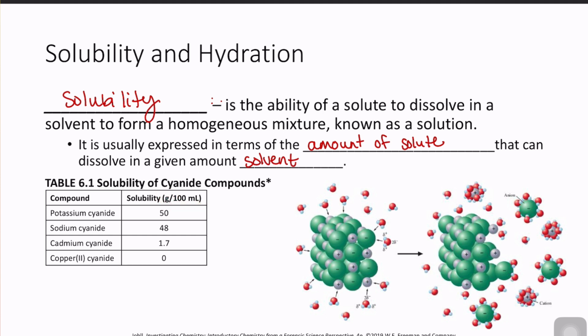milliliters of solvent. So potassium cyanide is relatively soluble, and we can dissolve 50 grams of potassium cyanide in 100 milliliters of water. Well, go down to cadmium cyanide. We can only dissolve 1.7 grams of cadmium cyanide in the same amount of water. Copper 2 cyanide, we can't dissolve any. When we're talking about the solubility rules and solubility, it's generally in water.